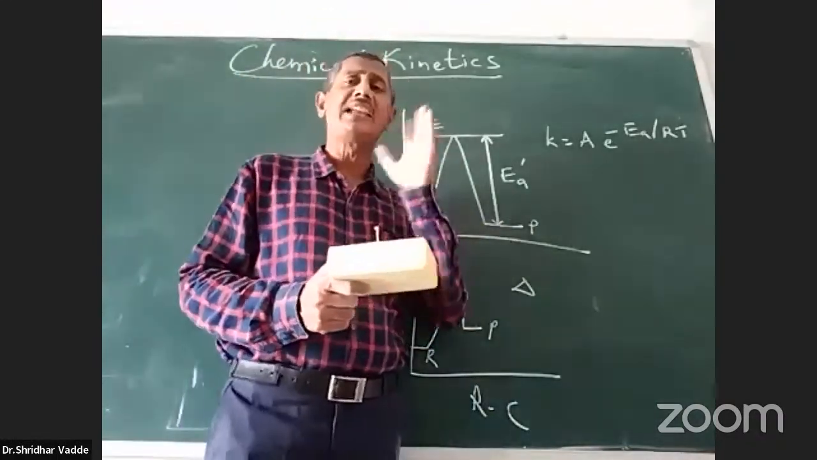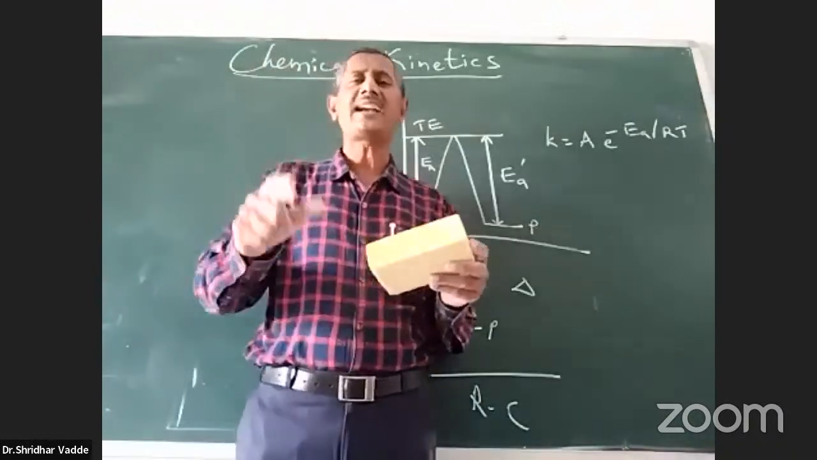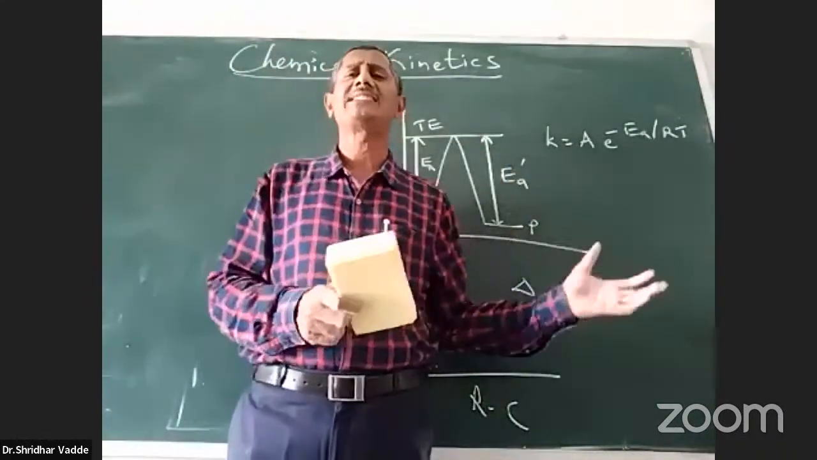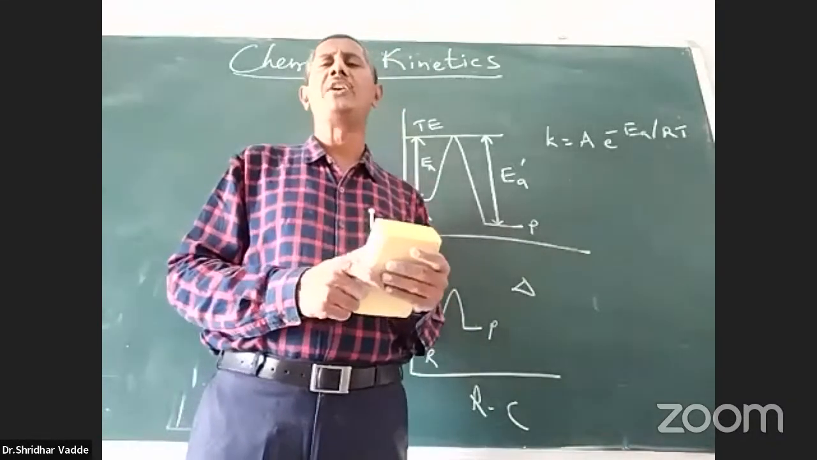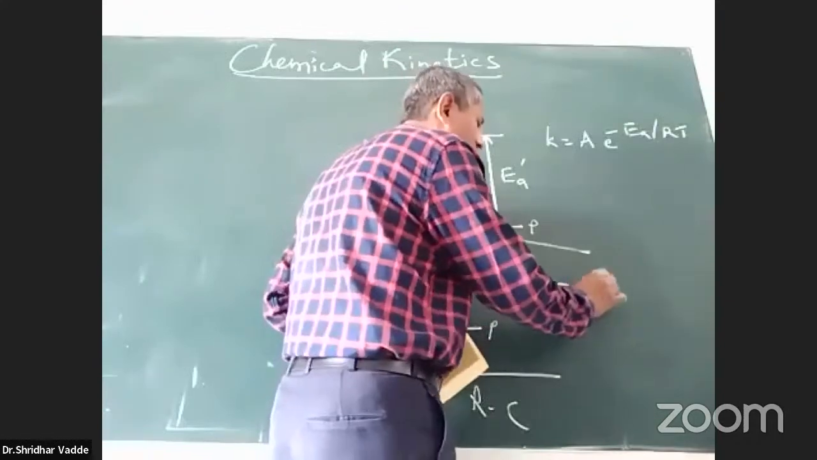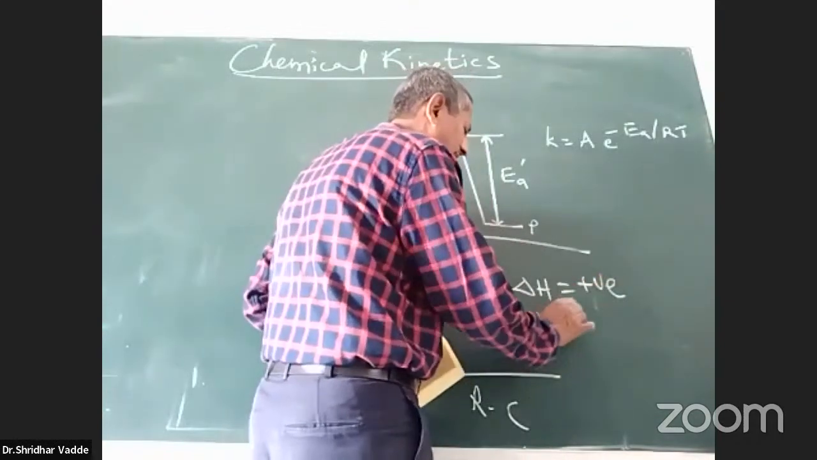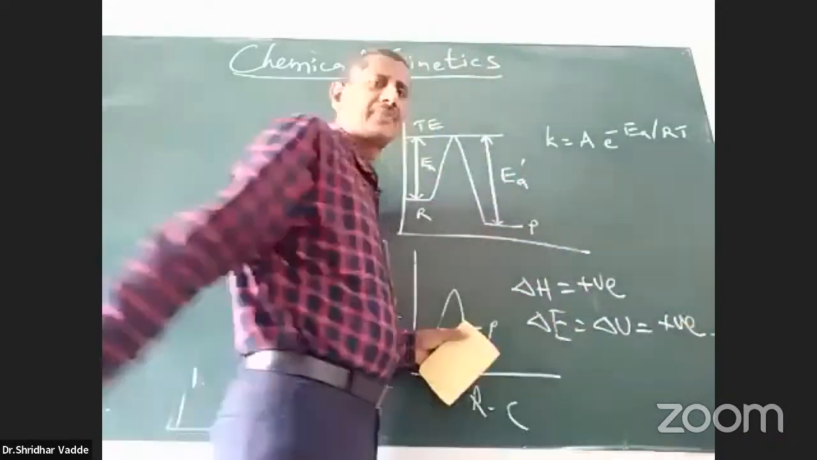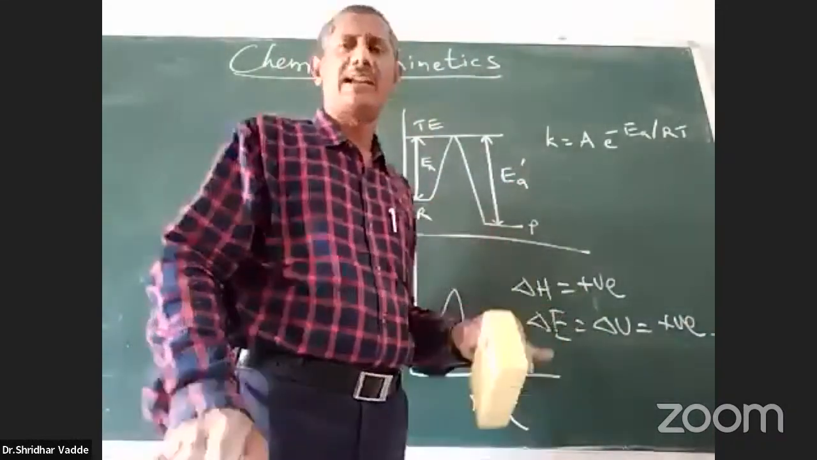The reactions in which heat energy is required are called endothermic reactions or endoergic reactions. So always in this one, delta H and delta E or delta U are positive.